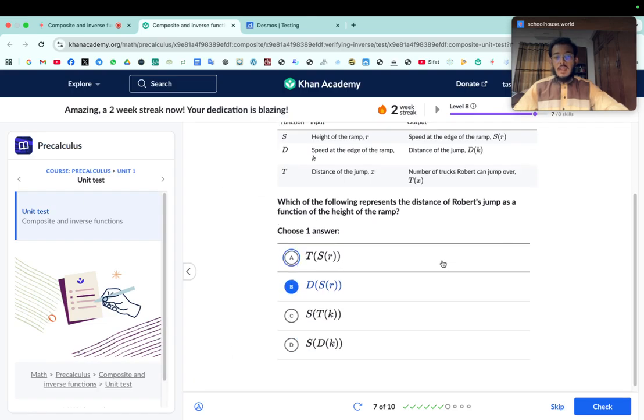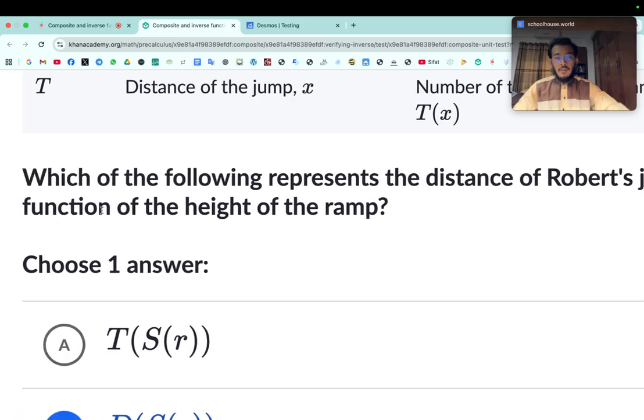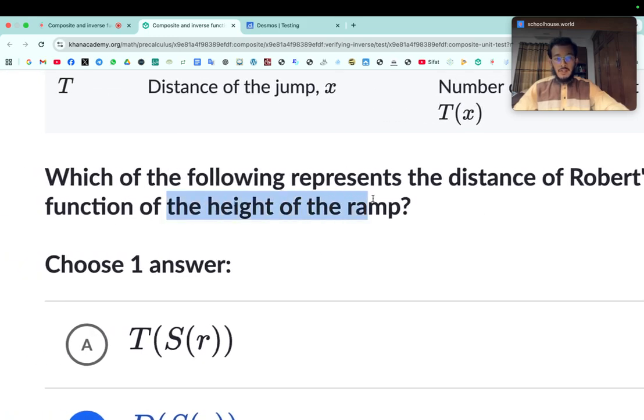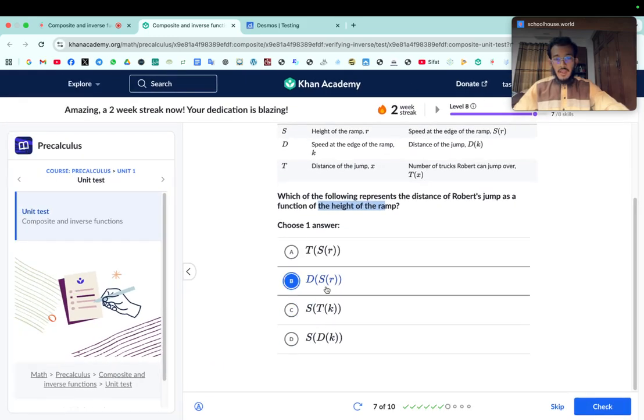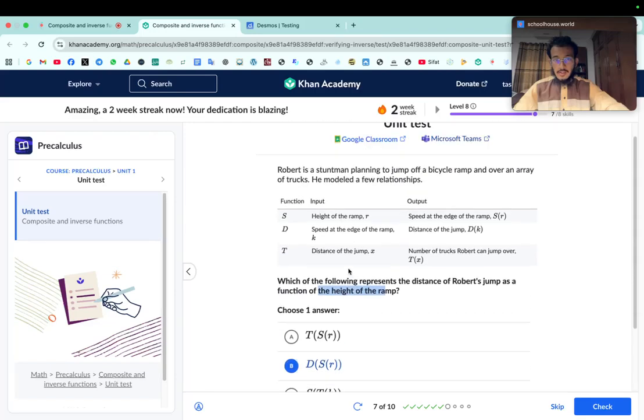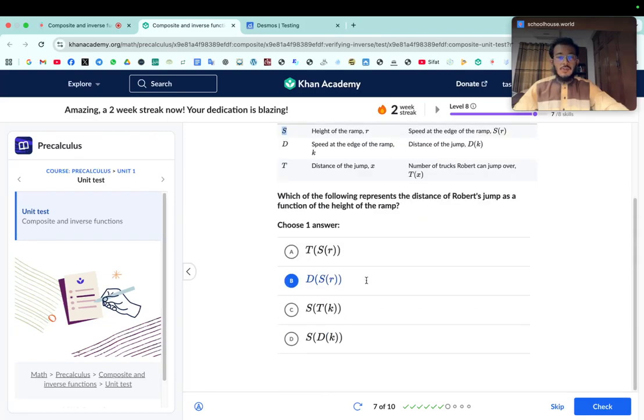And for confirmation, as a function of the height: what do we have here for r? r's input is the height. So yes, this aligns with the requirement.